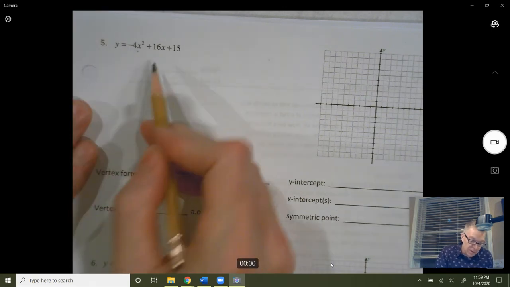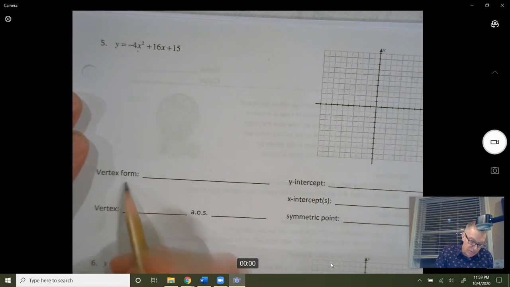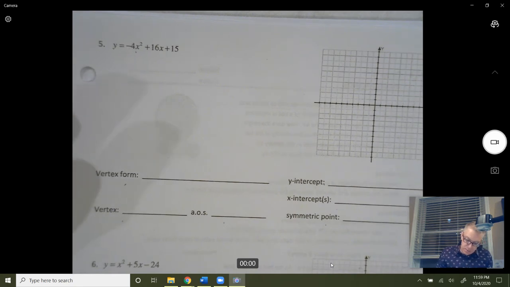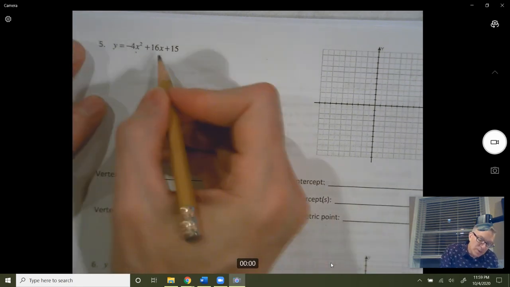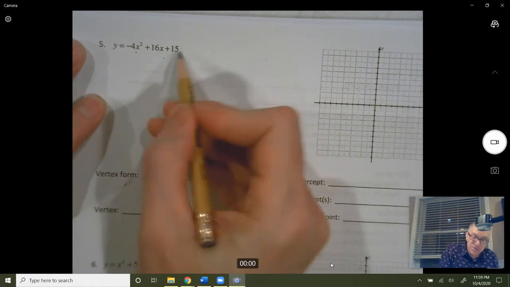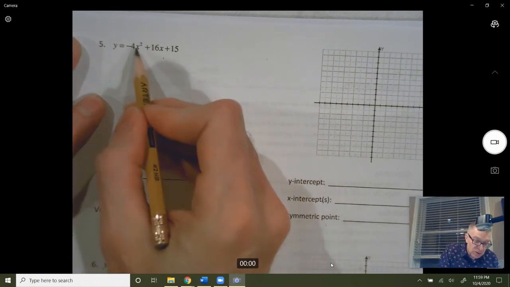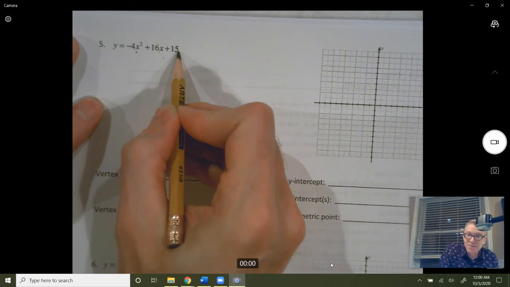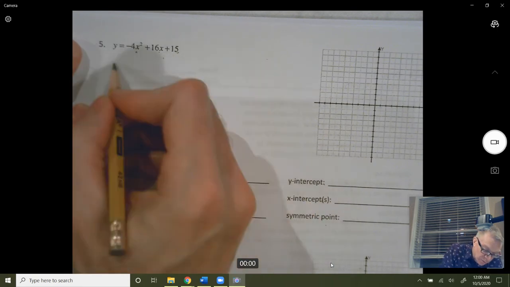But we do want to graph this. We want to write it in vertex form. We want to find the vertex, the axis of symmetry, the y-intercept, the x-intercept, and a symmetric point. Okay? So what we have to do here, first of all, this 15, remember, we're always going to look at the quadratic term and the linear term. This thing doesn't complete the square. It's not even a perfect square. So we're going to move it over.